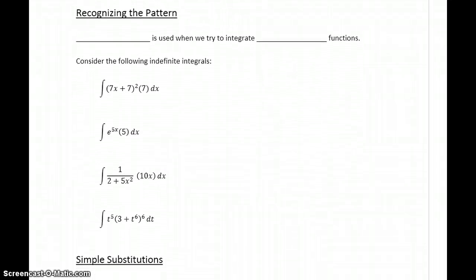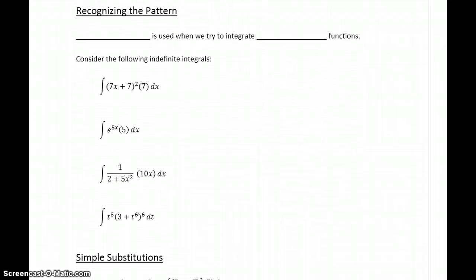So the first thing we need to pick up on is when it's appropriate to use this method. Substitution is going to be the method that we want to apply whenever we're trying to integrate composite functions. So we want to pick up on whether or not some portion of our function is a composite function.